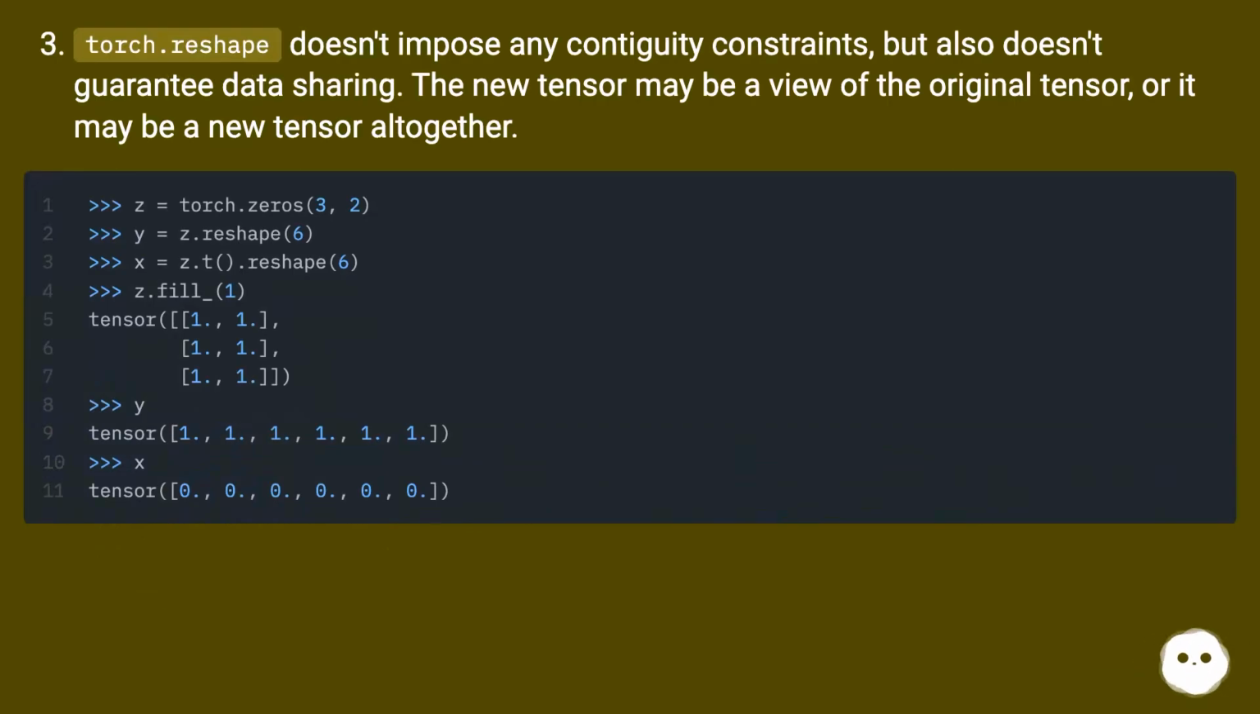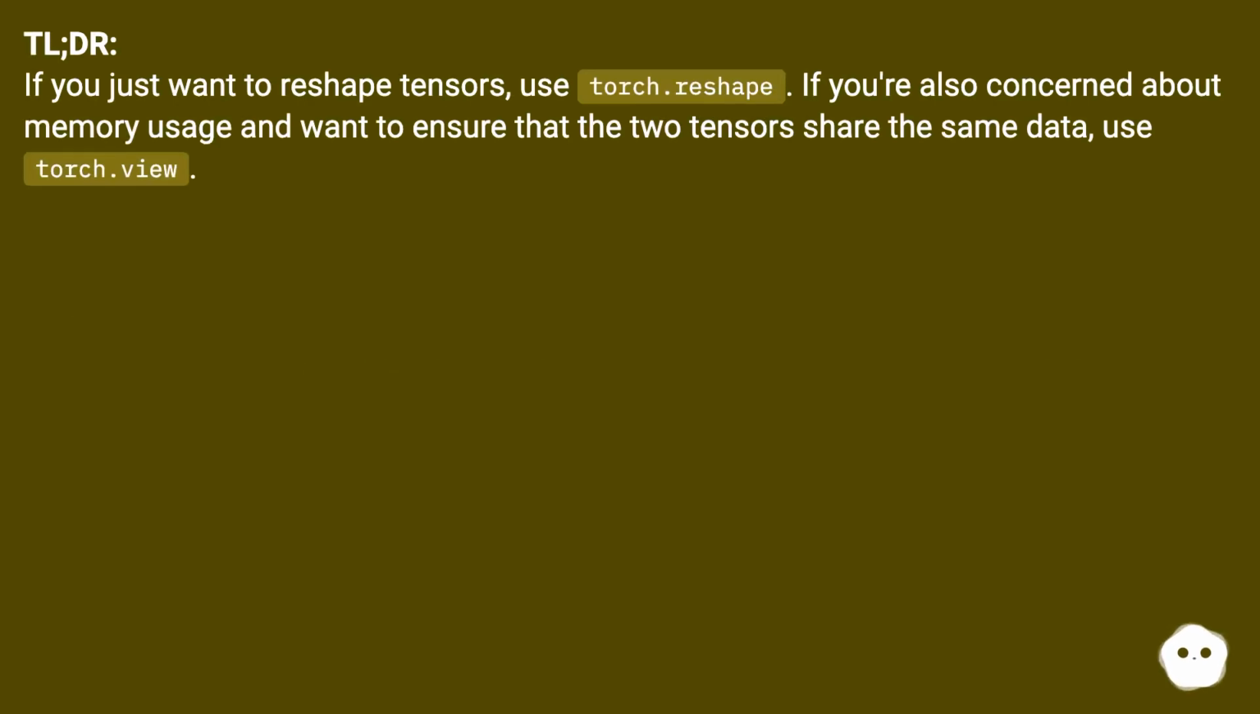Torch.reshape doesn't impose any contiguity constraints, but also doesn't guarantee data sharing. The new tensor may be a view of the original tensor, or it may be a new tensor altogether. TLDR: if you just want to reshape tensors, use torch.reshape. If you're also concerned about memory usage and want to ensure that the two tensors share the same data, use torch.view.